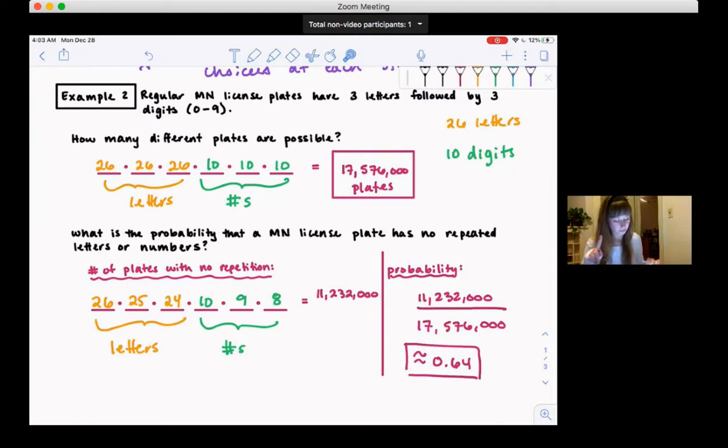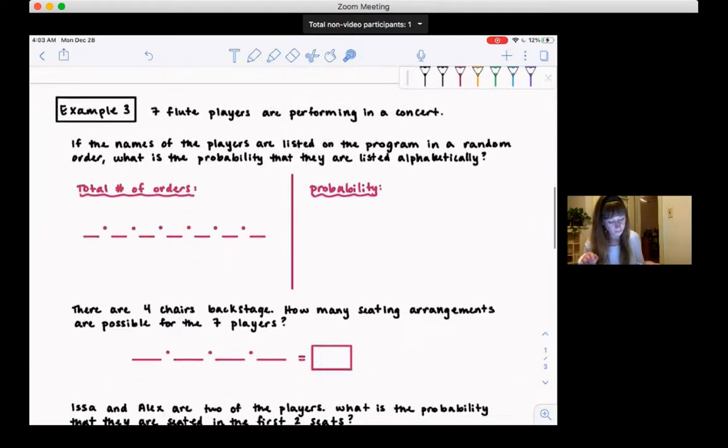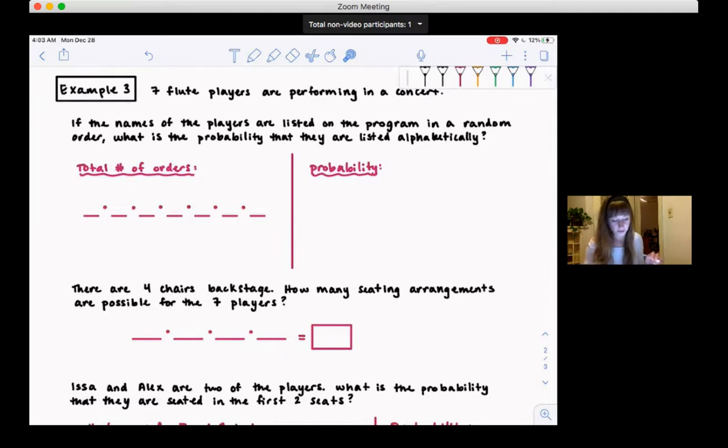So the number of letters available to us was going down as we moved from position to position. Okay, I have one more example for us. Let's say we have 7 flute players and they're performing in a concert. The names of the players are going to be listed on the program in a random order. What is the probability that they are listed alphabetically?